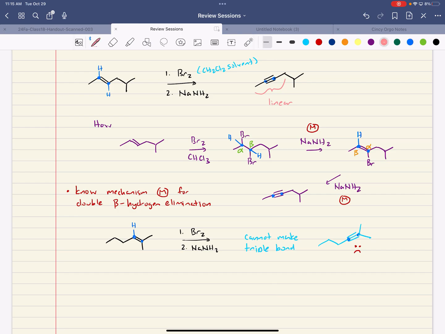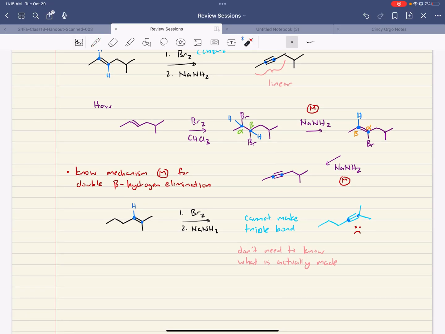You are not expected to draw what you would make. You will make something, but you're not responsible for that. So you don't need to know what is actually made. You're still going to do an elimination, but most likely you're going to eliminate maybe once between the dots and make another pi bond next door, because there's a hydrogen here, and you could have made a double bond here, but you don't need to know what it looks like, or you don't even need to think about it. You just need to know which alkenes are impossible to make the alkyne.